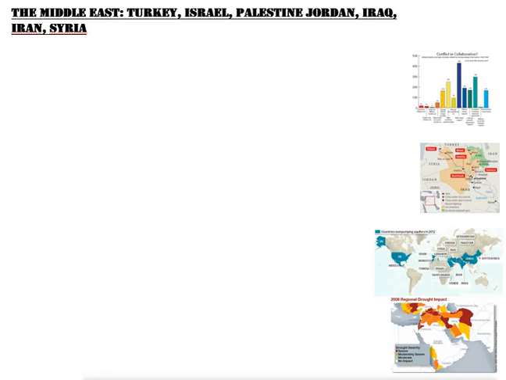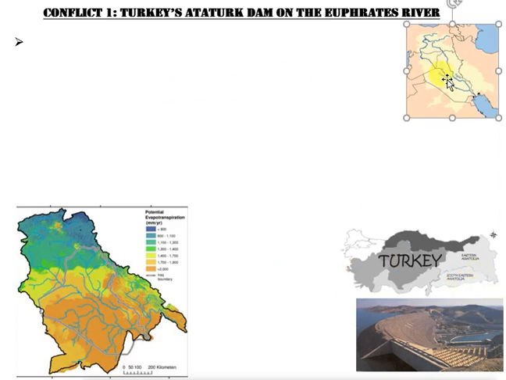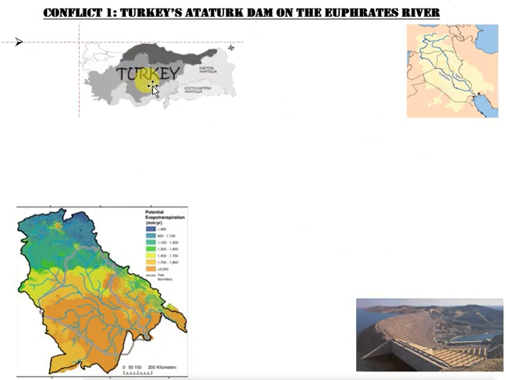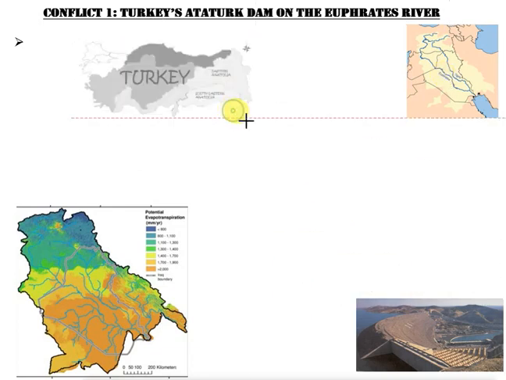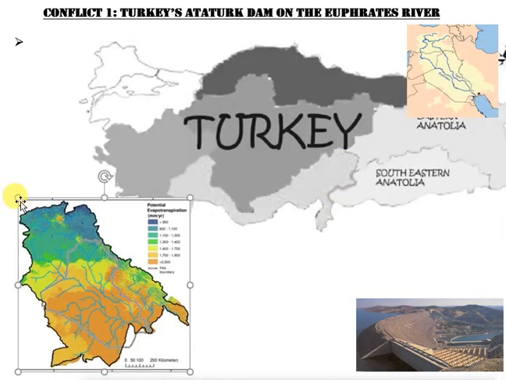Right then. Middle East as a case study. Case study 1. Give it a title. Conflict 1: Turkey's building of the Ataturk Dam on the Euphrates River. If you need to pause it, then do so. Play it back. You've probably found that I'm talking quicker in these videos, so if you do need to pause it and play it back, then you're young adults, I'm sure you can make that decision.